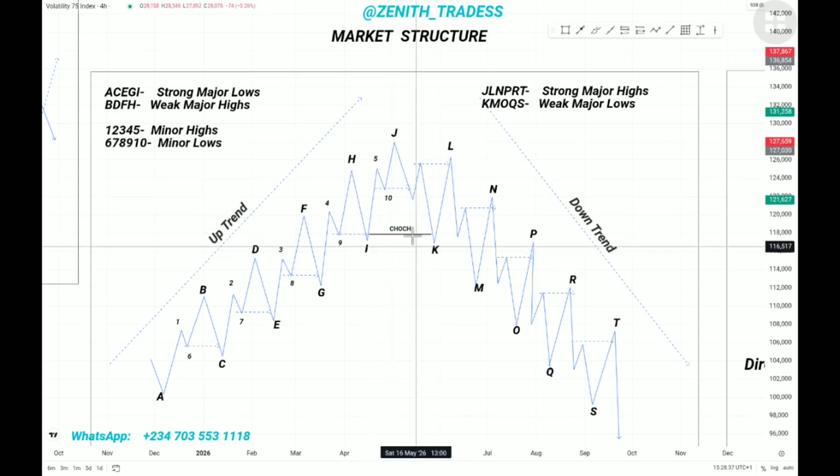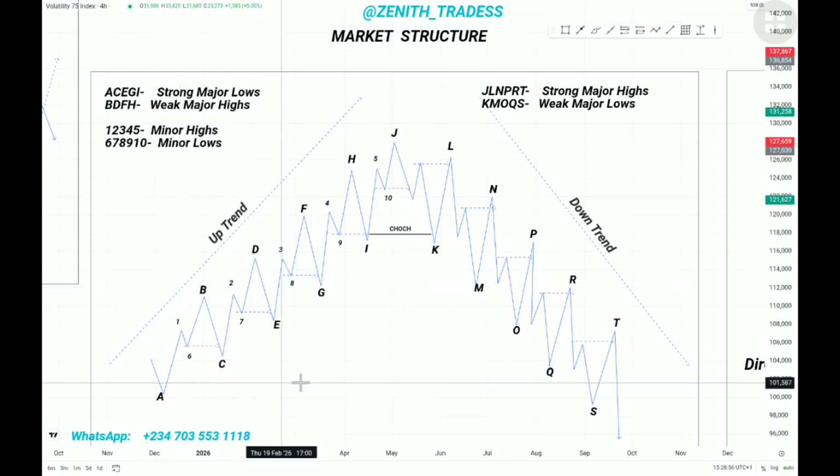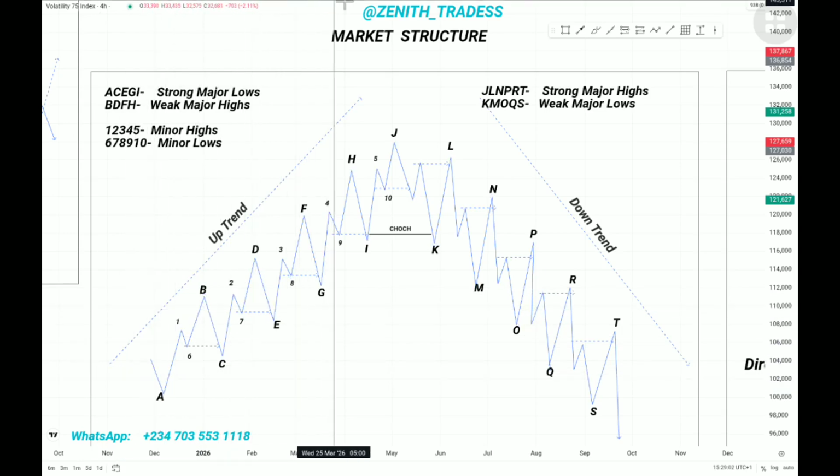Okay, for this case there is a change of character. So why is this phase impulsive? This is an impulsive phase because price moved from a strong low to a major high. So that is an impulsive leg. Then it reacts to an institutional level here and it corrects itself. I will explain these details later in the video about institutional reactions, reaction to institutional levels.